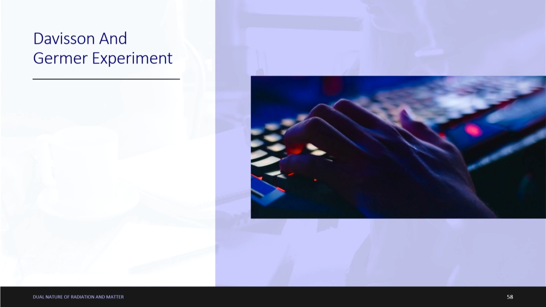Finally, let us move on to the Davisson and Germer experiment. Let us try to understand what the persons were trying to do, what the basic agenda of doing this was, and let us conclude the discussion further then.